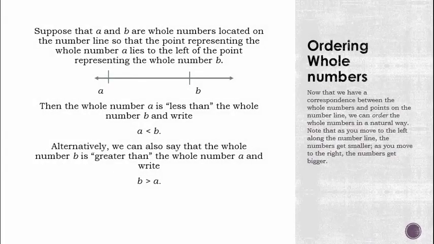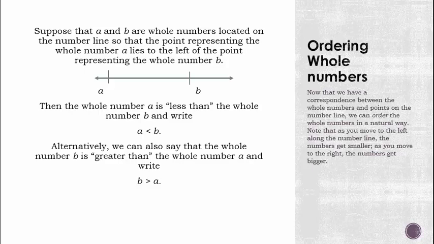Now, suppose that A and B are whole numbers located on the number line so that the point representing the whole number A lies to the left of the point representing the whole number B. Then the whole number A is less than the whole number B. A is less than B. Alternatively, we can also say that the whole number B is greater than the whole number A. B is greater than A.